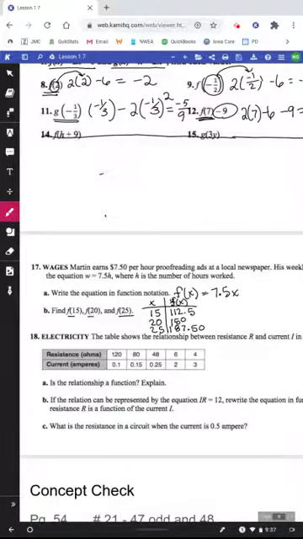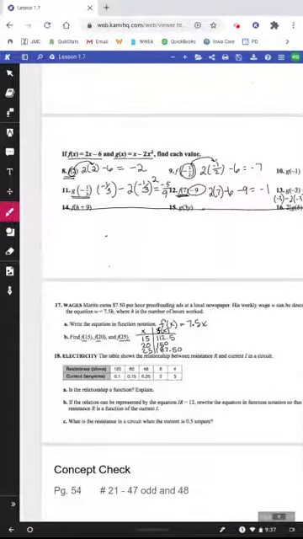The table shows the relationship between the resistance R and the current I in a circuit. Is this relationship a function? Explain. So we go ahead and check the x values. 120, 80, 48, 6, and 4. No repeats. No x repeats. So it is a function.